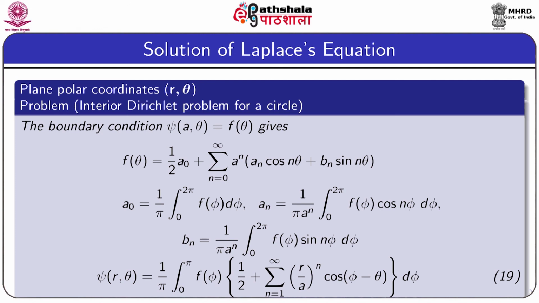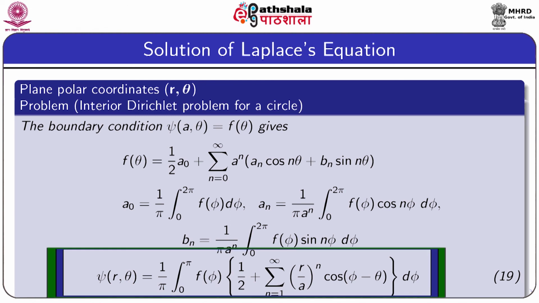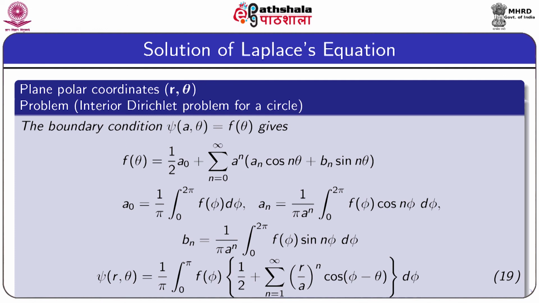If we multiply that equation for f(theta) with cos n theta and use the orthogonality property of the functions cos n theta and sin n theta, we get the expressions for a_n and b_n, which are written here. Thus, psi can be written as 1 by pi, integration 0 to pi, f(phi) into half plus the sum from n equals 1 to infinity of (r by a) to the power n cos n (theta minus phi), d phi.